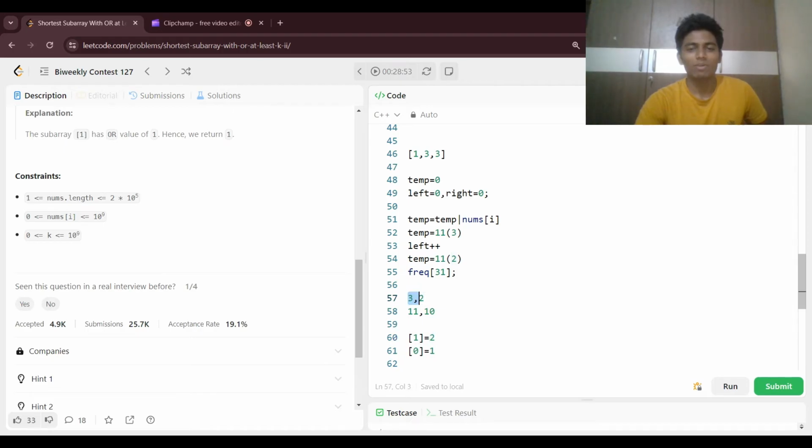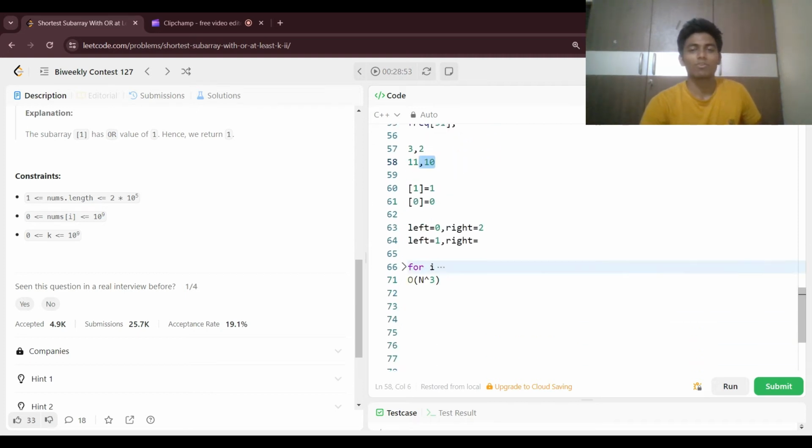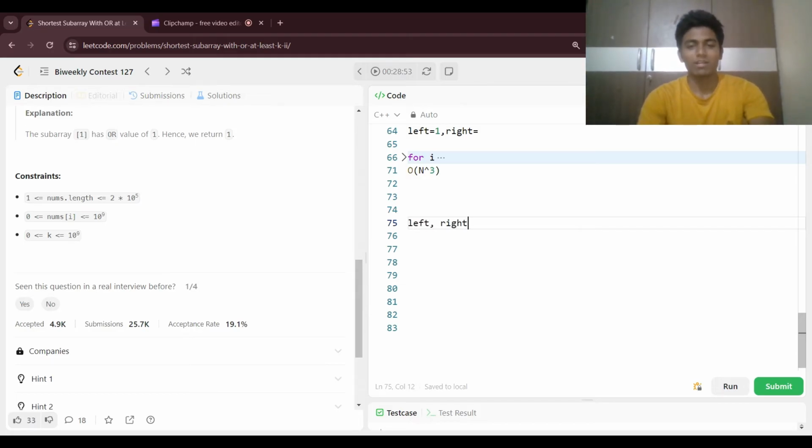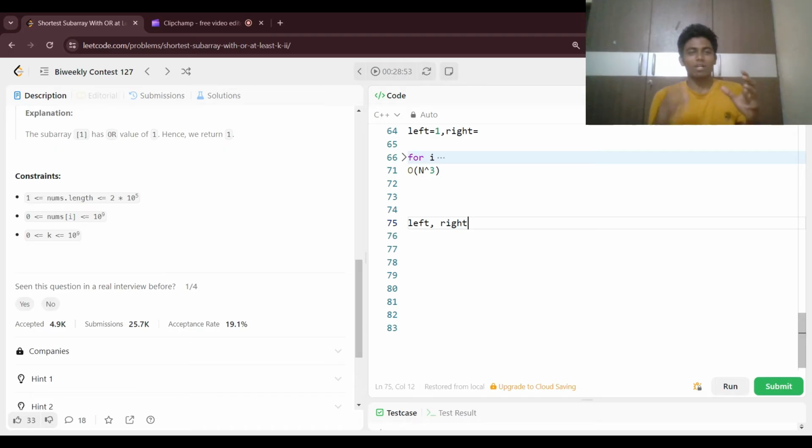Whenever I traverse from here to here, I am going to decrease the bits from the frequency, decreasing it to 1, and then decreasing it to 0. And then at this particular point, we are going to have the same frequency which is there from left to right. Now if I come to the time complexity, suppose let us take left and then right. So now I have left and then right.